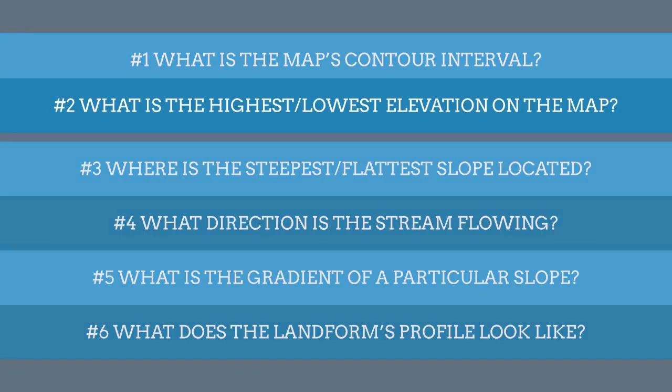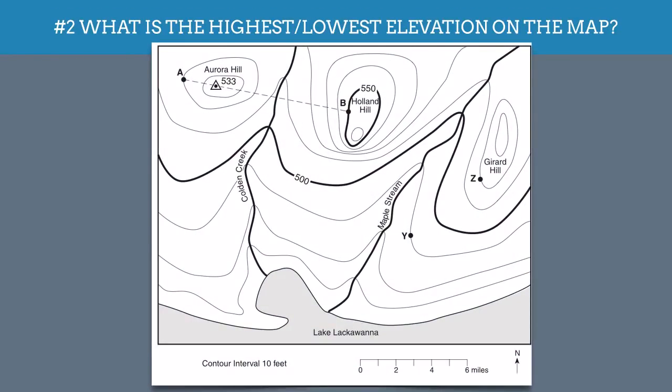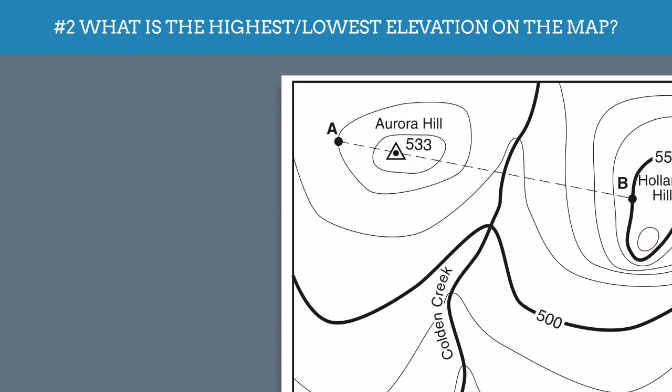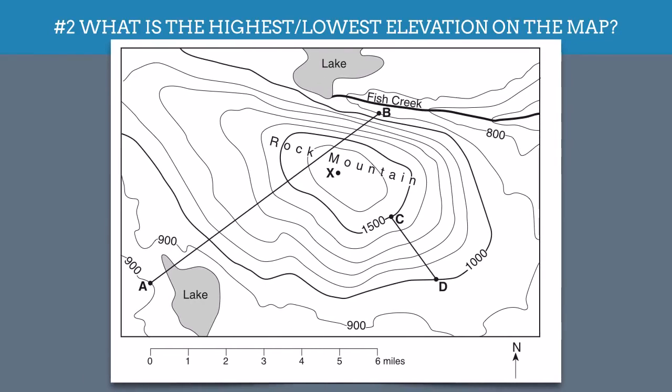Next, how do we find the highest and lowest elevation on a map? Well, again, let's go back to that map we saw before. Now this map is helpful because it actually has a symbol shown here with a triangle and a dot that shows you the actual highest elevation, in this case 533 feet. However, unfortunately, some maps don't give you that, like this one.